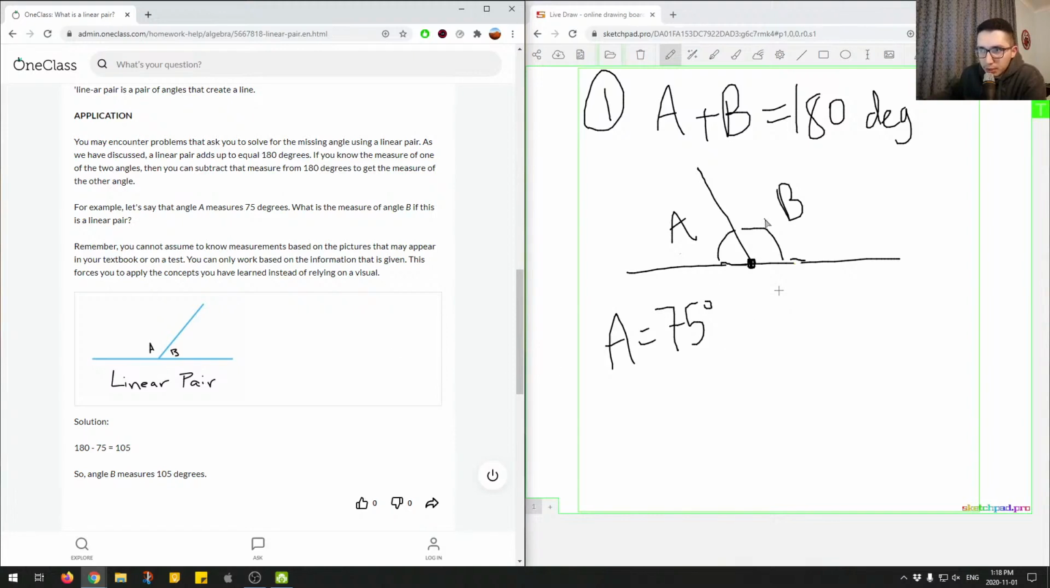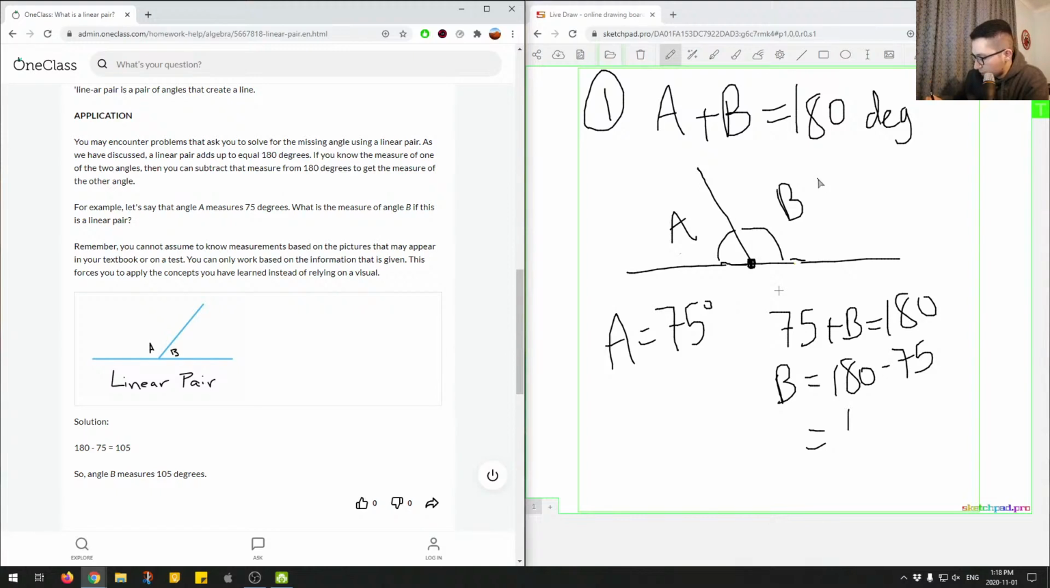What is angle B? You would use the linear pair equation above to figure out what angle B is. So you'd end up with 75 for A plus B equal to 180, because we just subbed in 75 for A. Then B would equal 180 minus 75. We just subtracted 75 on both sides of the equation, and then we end up with 105 for angle B.